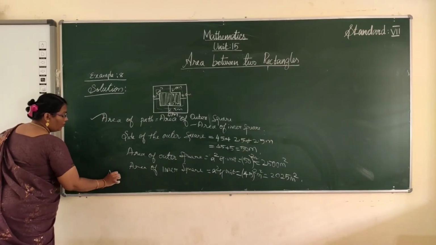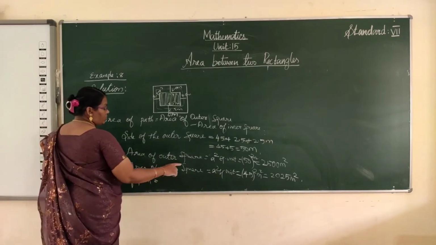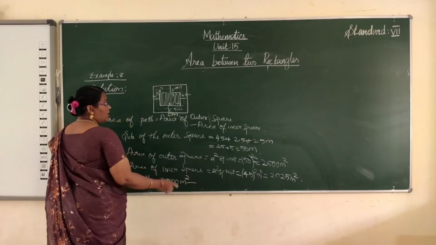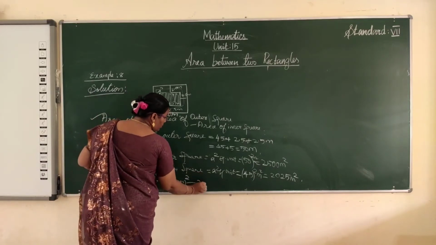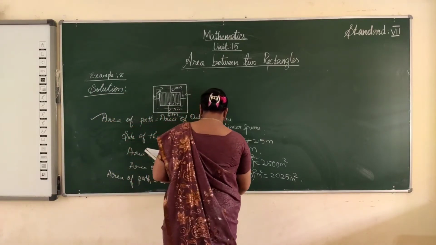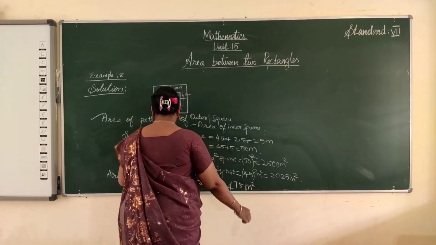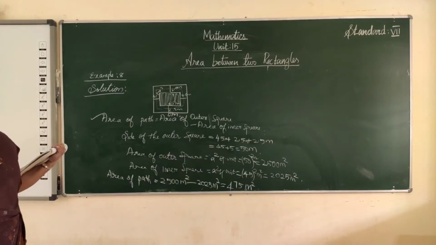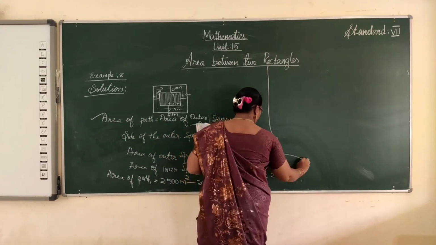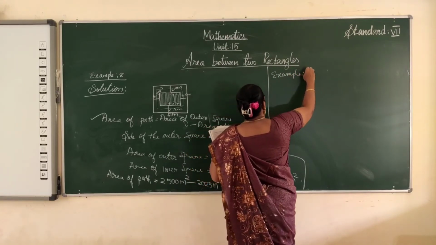Now we substitute the values in this formula. Area of the path is equal to the area of the outer square, 2500 meter square, minus the area of the inner square, 2025 meter square. Subtracting, we get 475 meter square. So the area of the path is 475 meter square. Now see the next example, example 9.